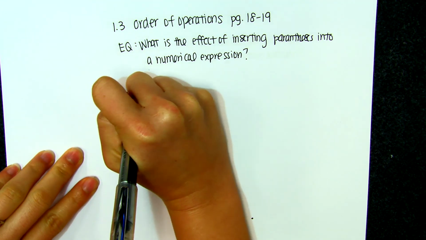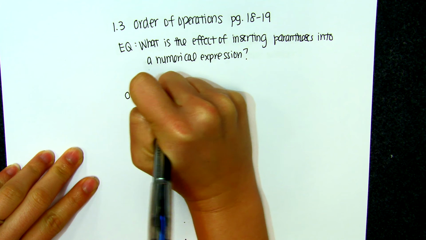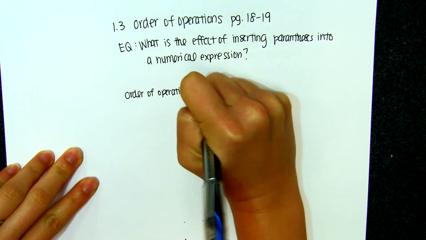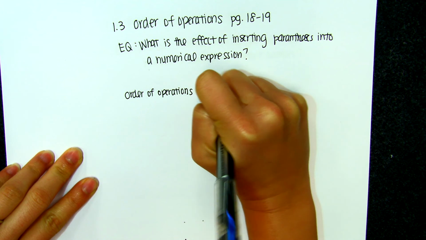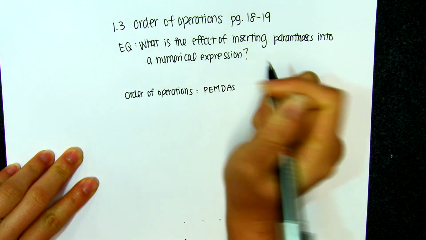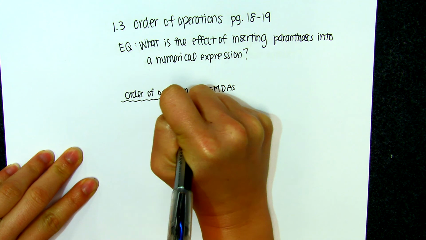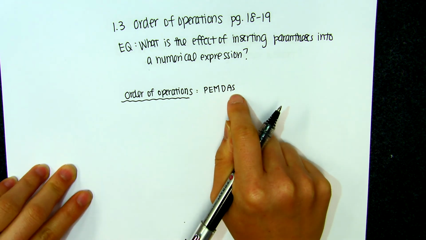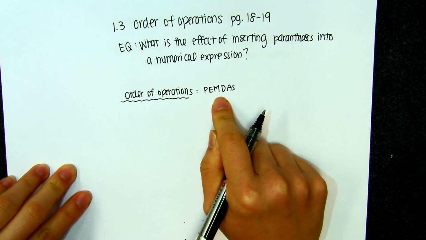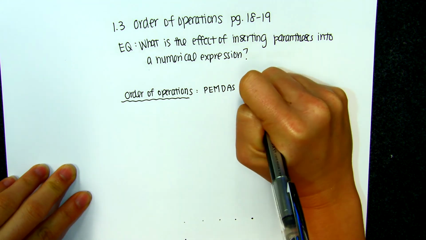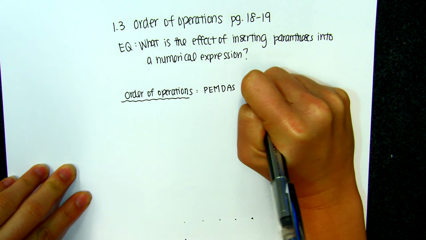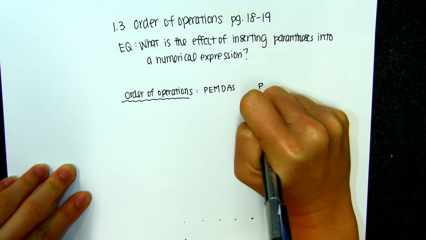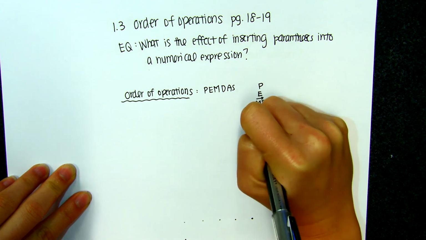So, order of operations. You may have heard this: PEMDAS. And I always heard this when I was younger: please excuse my dear Aunt Sally. I actually do not like to write PEMDAS like this, and here's the reason why. I like to write PEMDAS straight down. So P, E for exponents, MD like this, and AS like this.